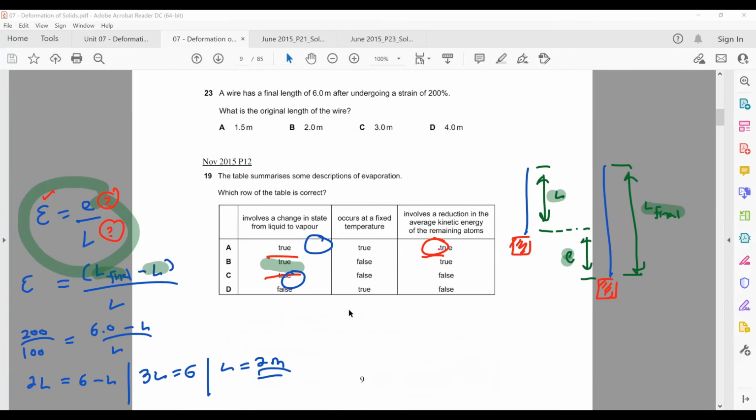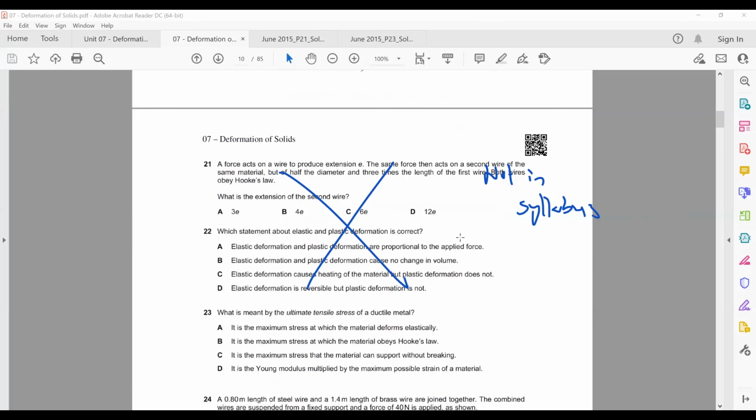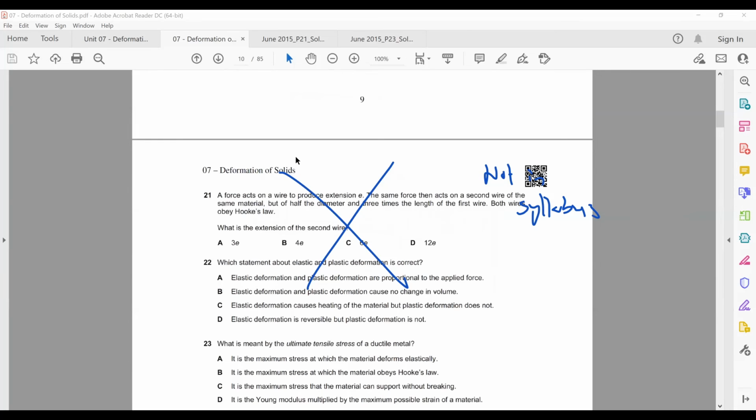Simple enough. The next question, the table summarizes some descriptions of evaporation. Which row of table is correct? So as I mentioned to you, anything that talks about states of matter, or the processes in which they change from one form to another, this one is no longer inside your syllabus. Okay, so this one not in syllabus. Just omit this thing out completely. Okay, so that part is fine.